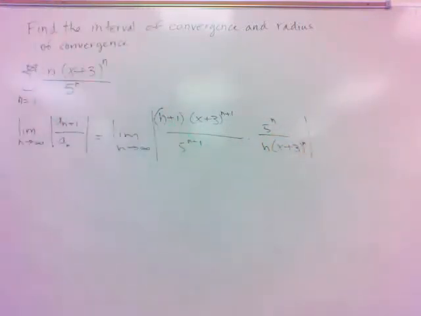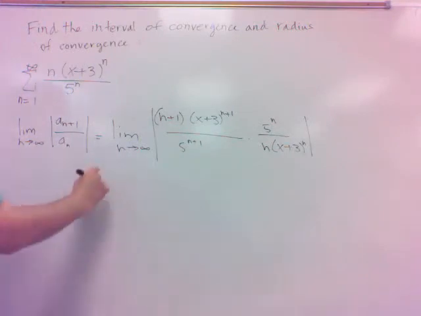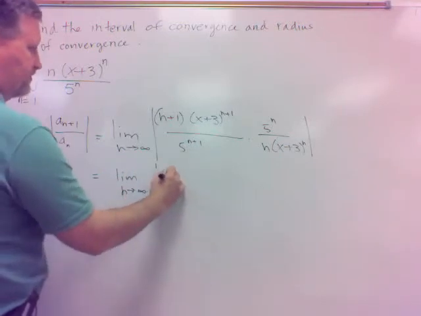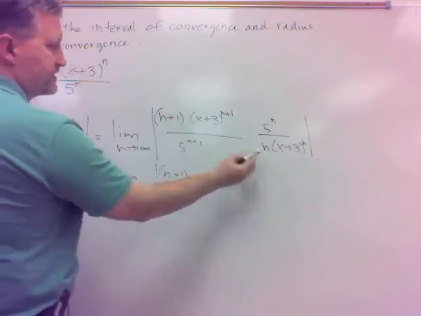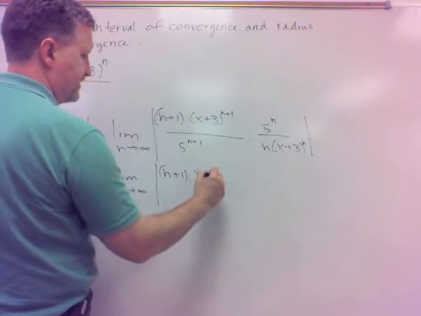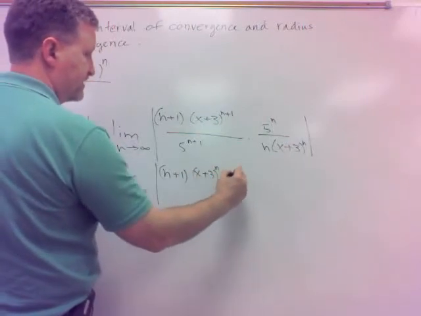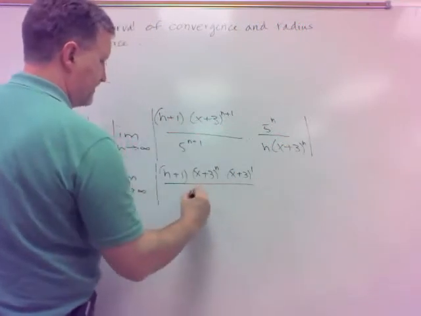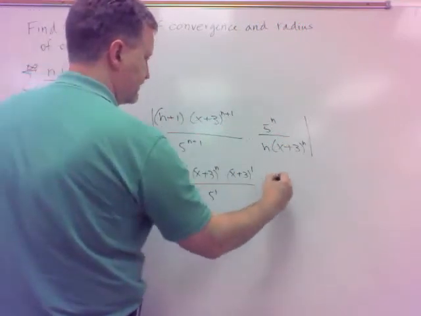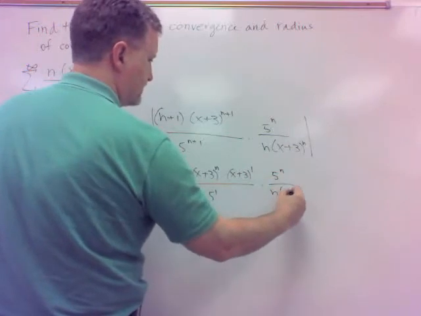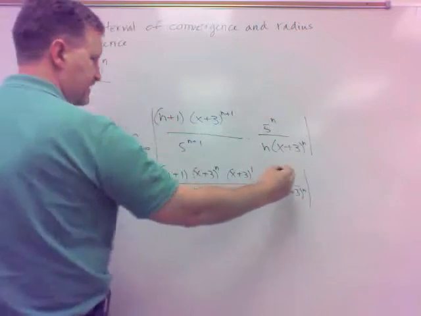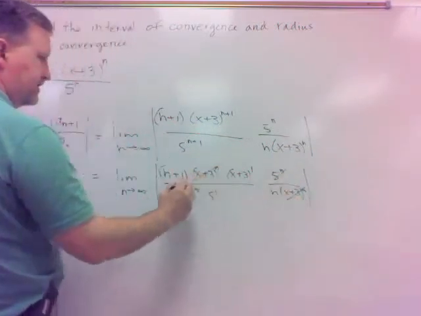So this is what I have to work with. This looks pretty long, but I think some nice things happen. N plus 1, break this out because I'm going to be able to cancel, right? It'll be x plus 3 to the n times x plus 3 to the 1. This will be 5 to the n times 5 to the 1. Yeah, so some nice things are going to happen here, aren't they? 5 to the n's cancel. X plus 3 to the n's cancel.